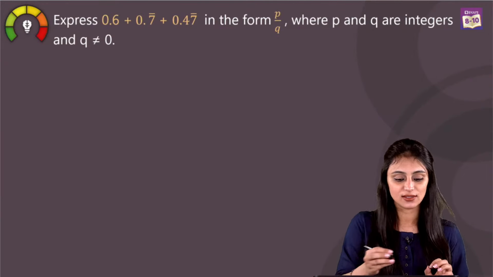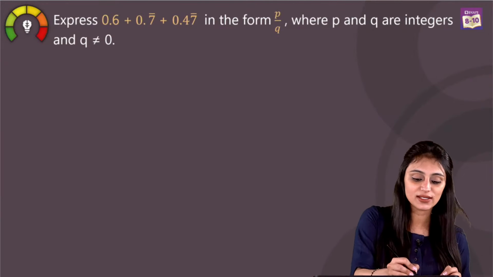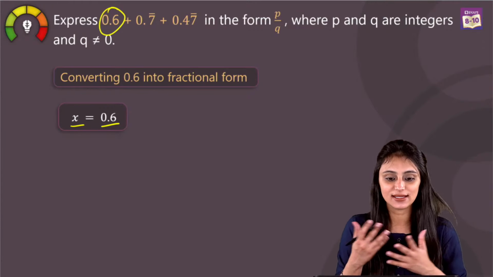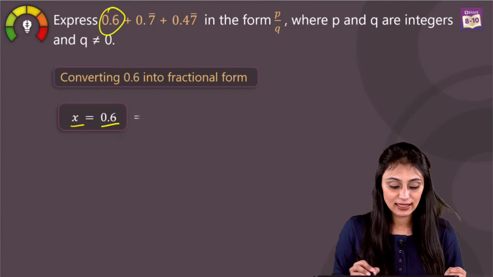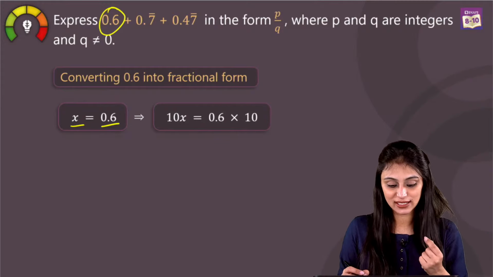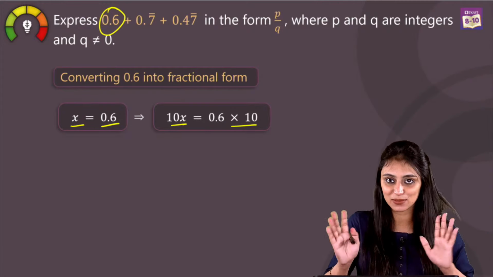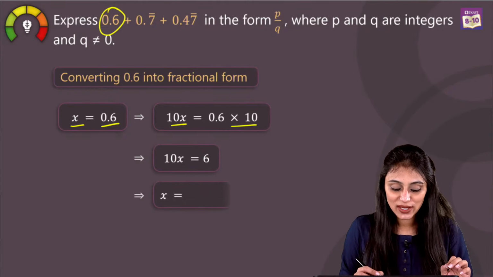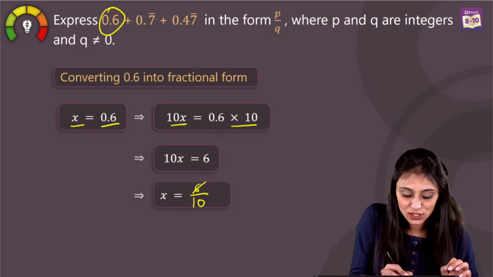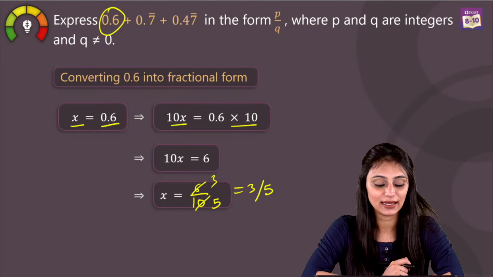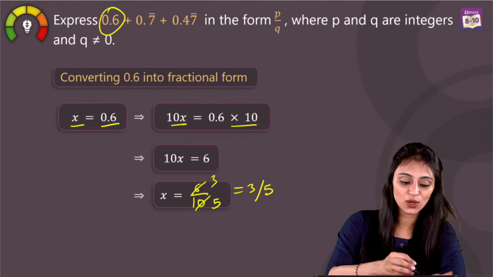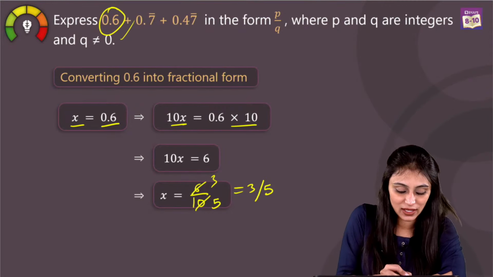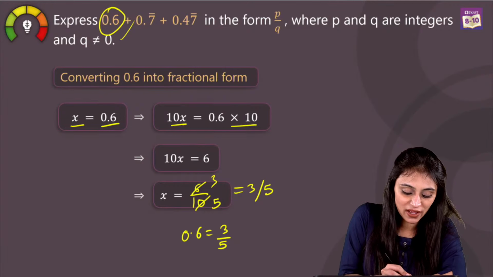Now 0.6 has a terminating decimal expansion. Let's first write that in fractional form. So let's assume that x is 0.6. Since there is 1 digit after the decimal point, I'll simply multiply both the sides by 10, just to remove this decimal from here. So we have 10x equals 6. So x would be equal to 6 by 10. 2 times 3, 2 times 5. That's going to be 3 by 5. So we have got the value of x from here. So 0.6 can be written as 3 by 5.